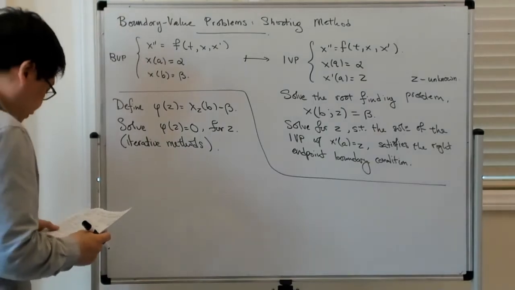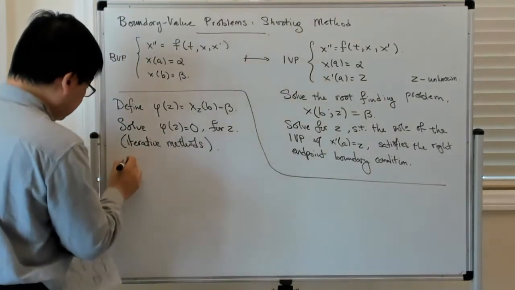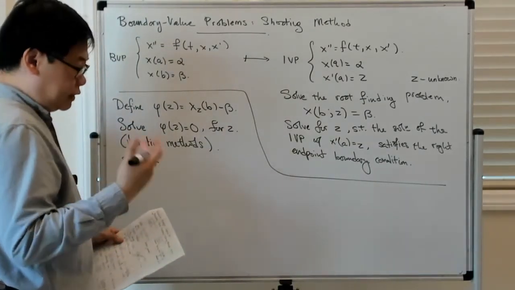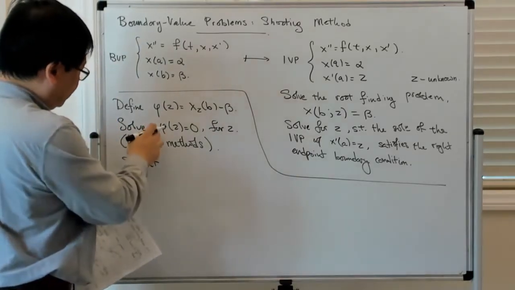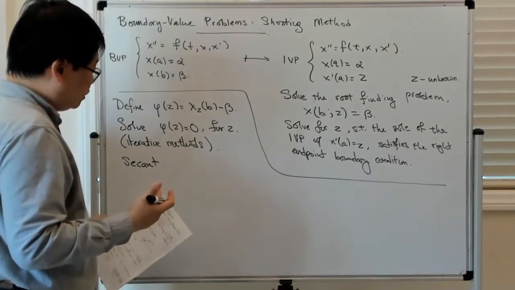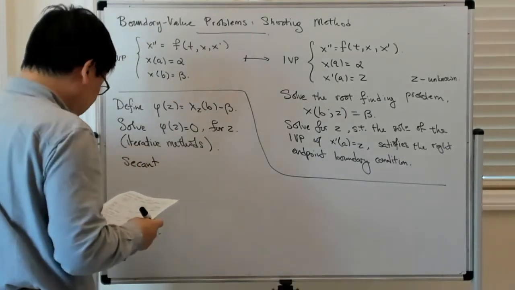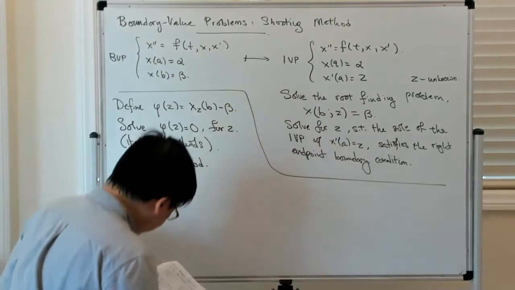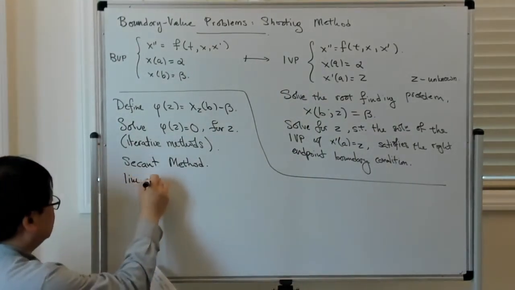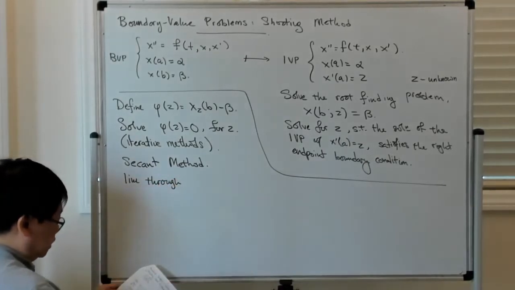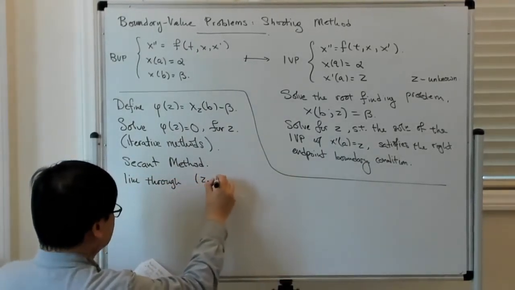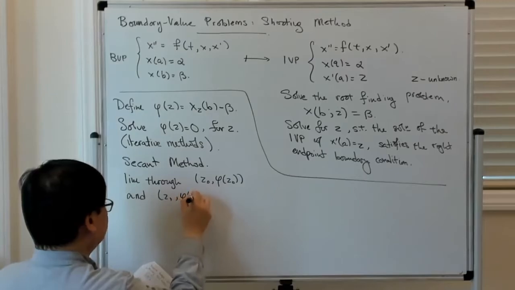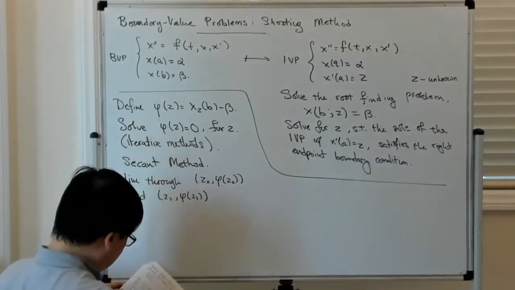One way to do this, of course, is with the secant method. The secant method, if you recall, is a little bit like the Newton method, except that in place of the gradient of the function, which is used in the Newton method, you replace it by a secant approximation of the gradient. So you look at the line through the secant, through z0, phi of z0 and z1, phi of z1. So you have to have two initial guesses for z.